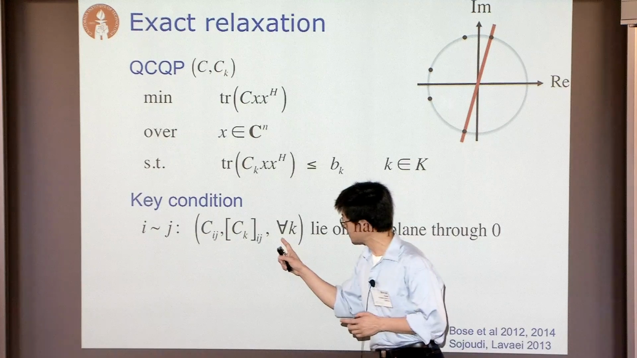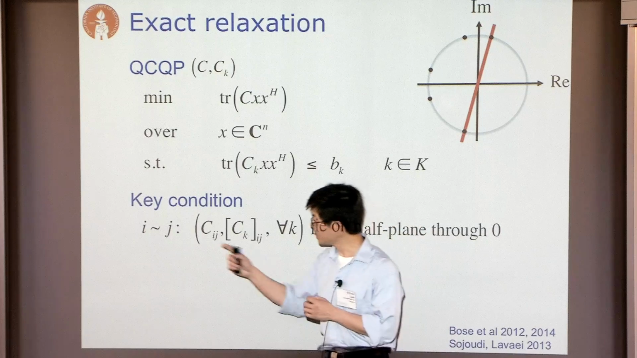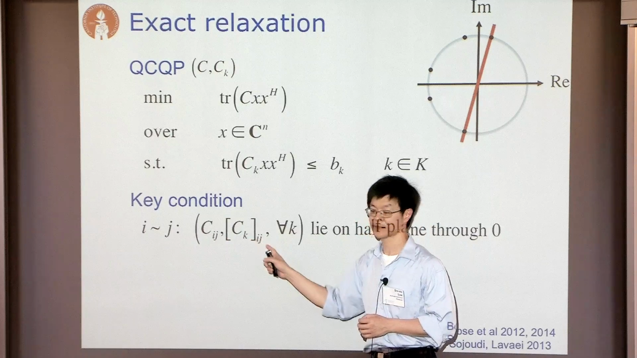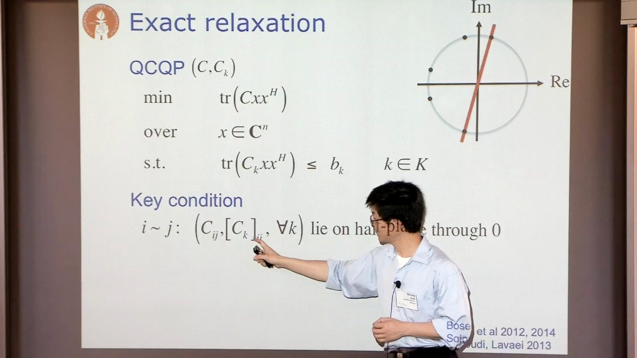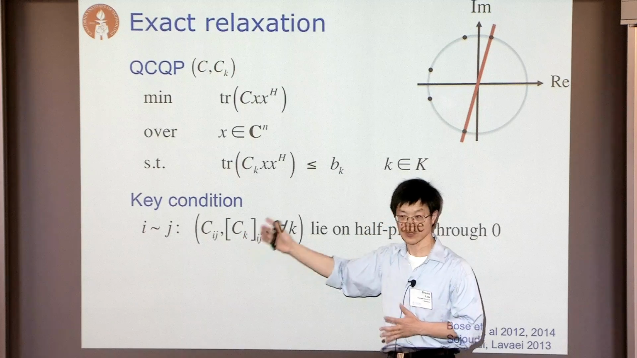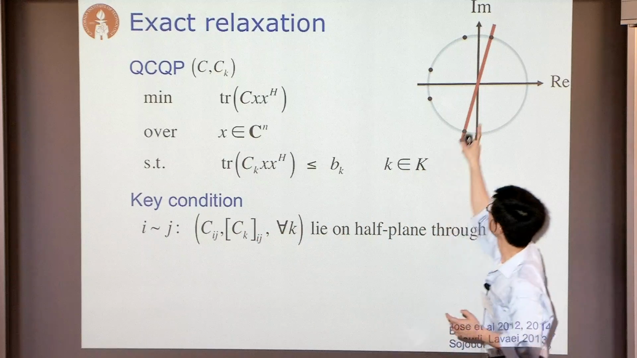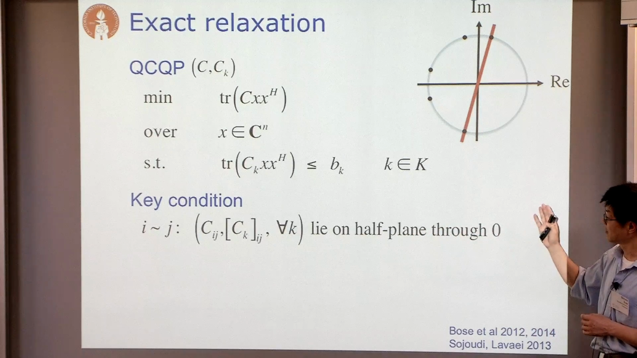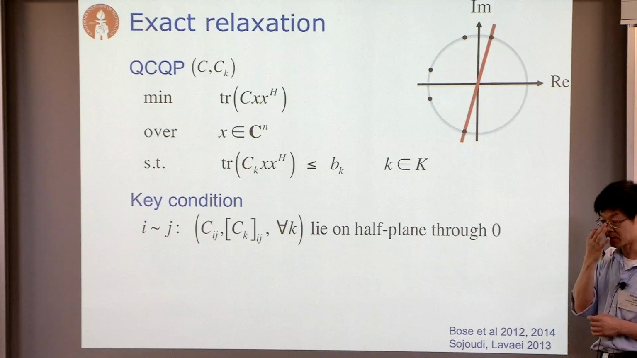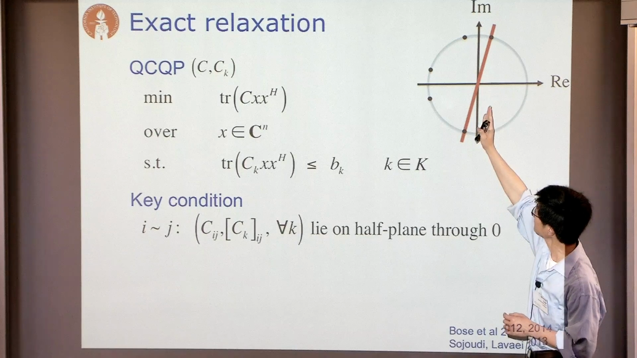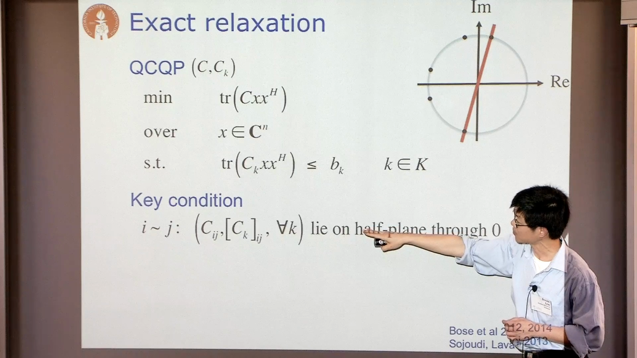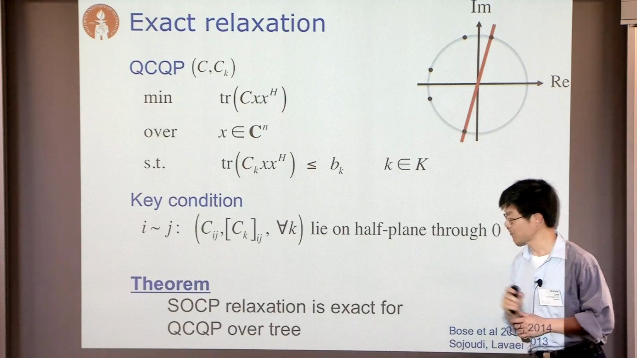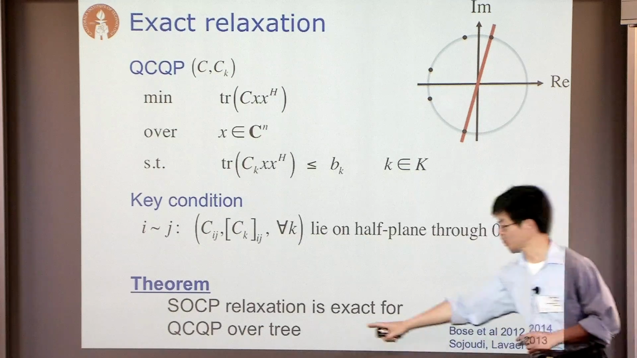You look at the set of matrices, and take any two nodes that are connected. So you have a line ij between i and j, and you get k+1 complex numbers. The magnitude of these complex numbers is not important. You just care about the phase. So you can plot them on the unit circle in the complex plane. If all those numbers lie on a half plane, any half plane through the origin, so you draw a line through the origin, and if you can find a line such that all those k+1 complex numbers lie on one side of the line, or on the line, then SOCP relaxation will be exact for tree networks.